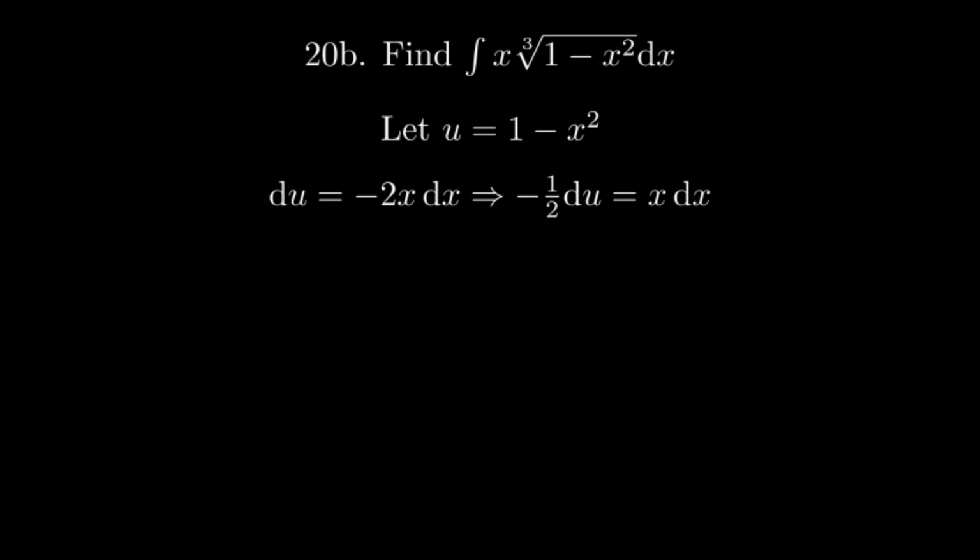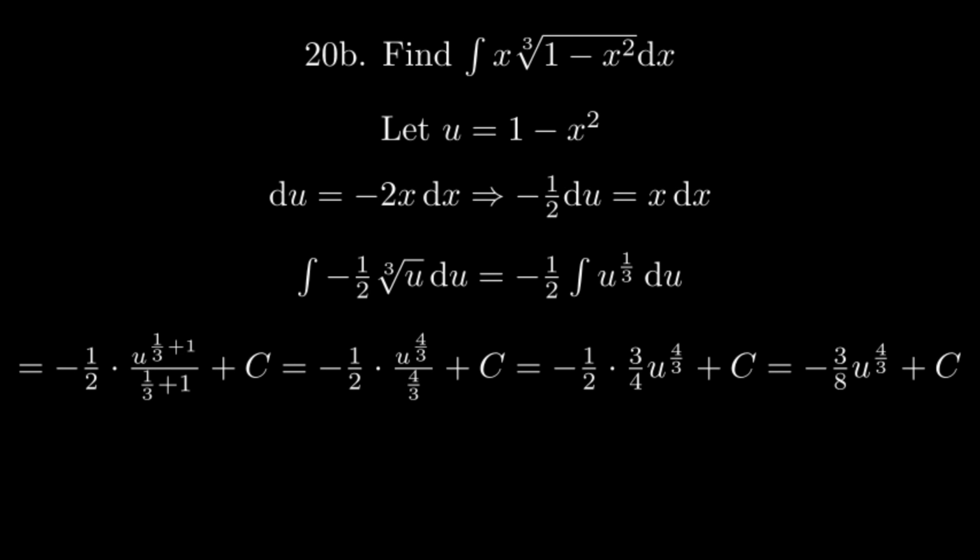Now we substitute u and minus 1/2 du into the integral. Integrating with respect to u gives us the result; finally, substitute back 1 minus x squared for u. So the result is negative 3/8 times the quantity 1 minus x squared to the power of 4/3 plus c. Let's look at question 21a.